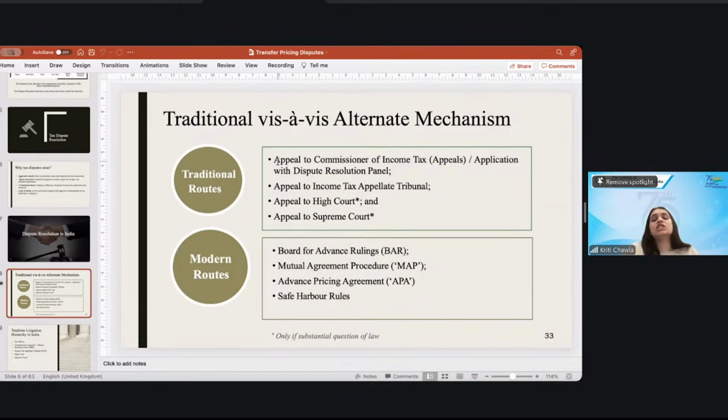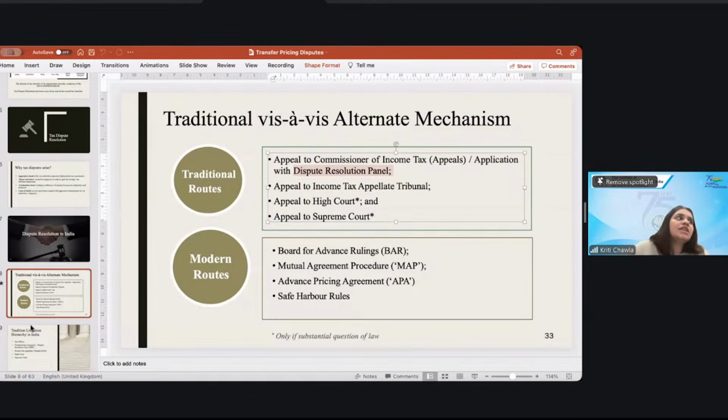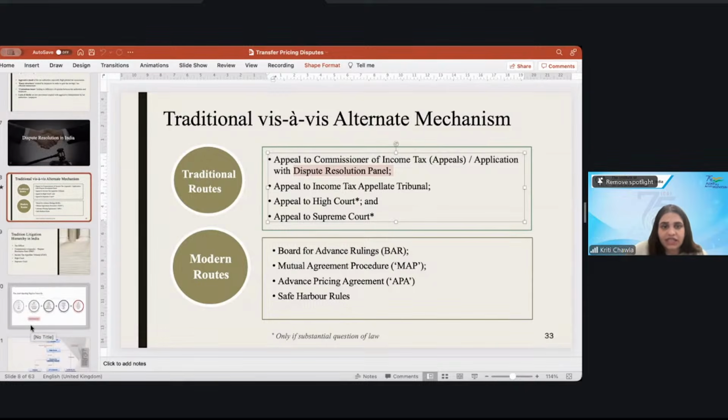Coming back, this is the traditional route and this is the modern route. In the traditional route you can make an appeal to the CIT appeals or to the dispute resolution panel. The dispute resolution panel is very specific to transfer pricing cases, although they don't mention it extensively in this particular chapter on transfer pricing. I thought I'll just share it. Then there is appeal to ITAT, then it goes to the High Court and then to the Supreme Court, on substantial question of law.